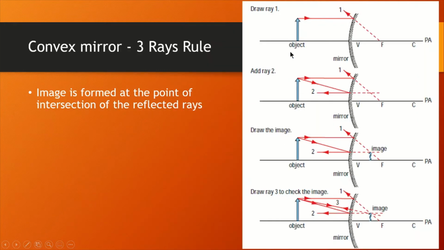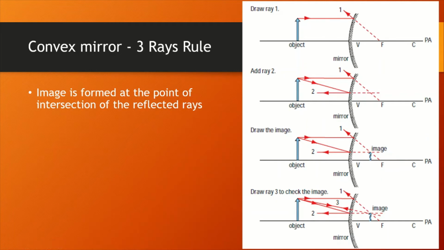Now we want to draw the image of the convex mirror. First we have the object and we draw a ray from the object. The ray must originate from the object. So ray P is reflected from F, and then we draw a second ray, ray F. If you extend it until here, we see that it passes through F. So ray F is reflected parallel to the principal axis.